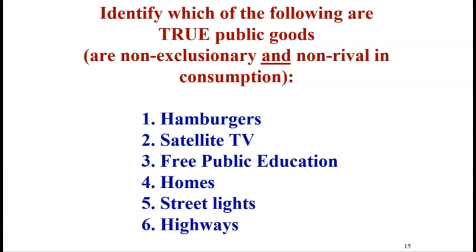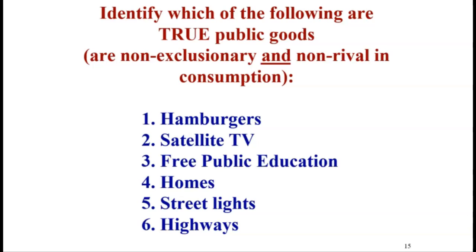All right, so let's go ahead and go through each of these. Hamburgers are not public goods. If I eat it, you don't get to eat it. Satellite TV. You can exclude people from this. If you don't have the subscription, you're not getting the TV service. Free public education. You're not excluding anybody. This goes to everybody, and we can have shared consumption. You all can be in the classroom at the same time. You can all be learning about economics or government or theater or whatever other classes you take.